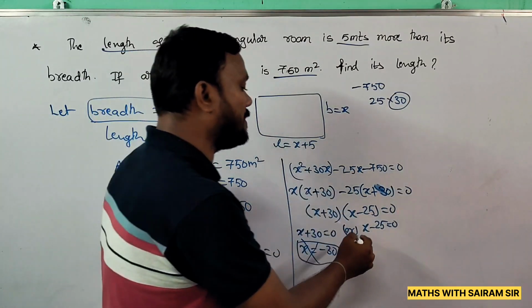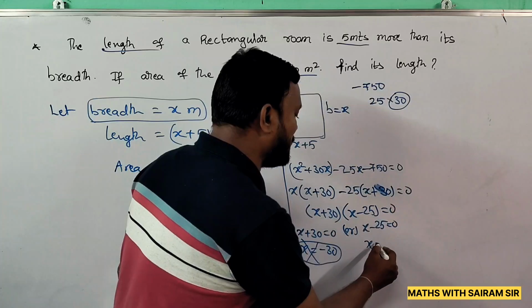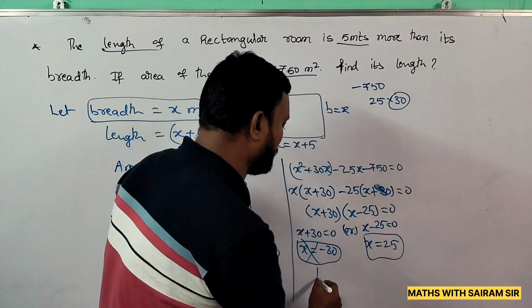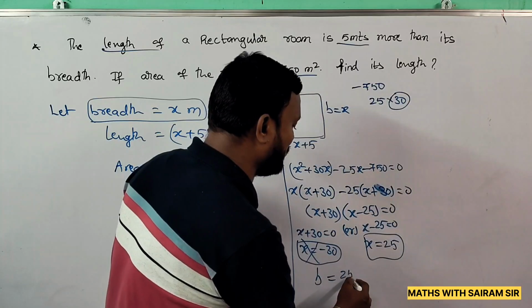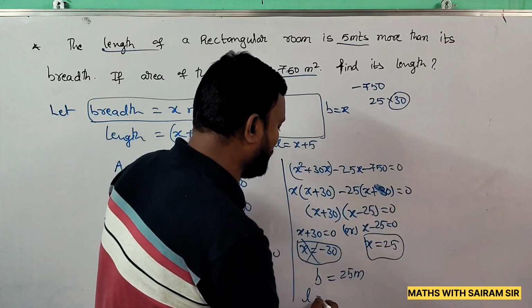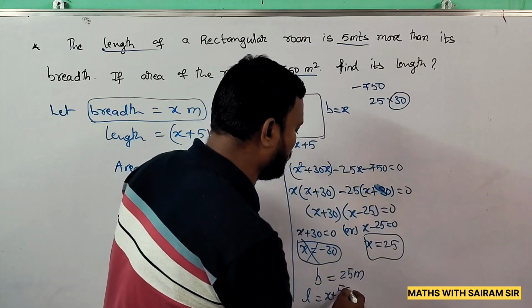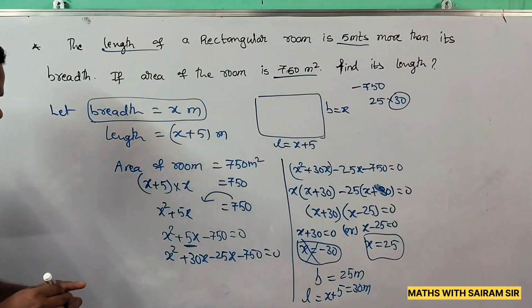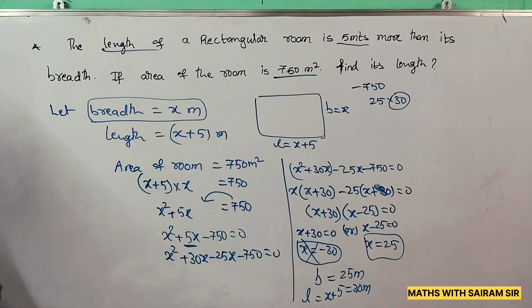And if I take x minus 25 as 0, from this x is equal to 25 you will get. That means we get the breadth measurement as 25 meters, then length is equal to x plus 5, that is 25 plus 5, that is 30 meters. So from this we got the length of this rectangular room is 30 meters.